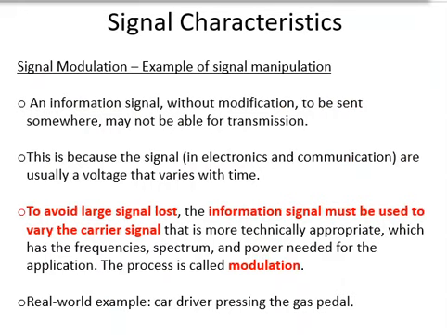Signal modulation, an example of signal manipulation. An information signal without modification may not be suitable for transmission. This is because the signals are usually a voltage that varies with time. To avoid large signal loss, the information signal must be used to vary a carrier signal that is more technically appropriate, which has the frequency, spectrum, and power needed for the application. The process is called modulation.